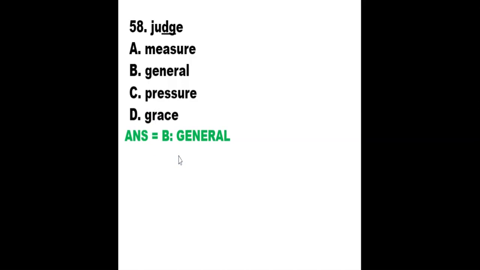58, we have judge. Underlined letters DG. A, measure. The sound of G is not in measure. B, general. Judge, general. So you can perceive the similarity between general and judge. C, pressure. D, grace. These are all eliminated. So the correct option is B, general. The G in general corresponds to the G in judge.